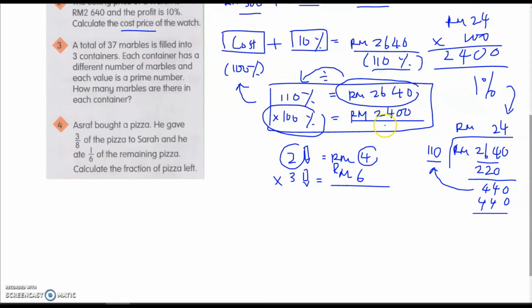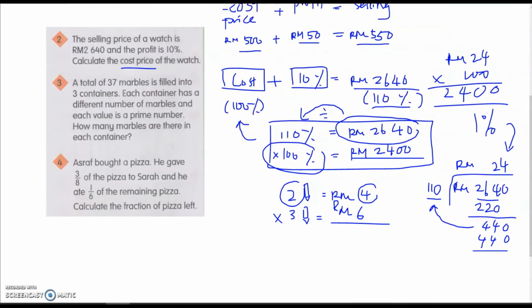And then you check your answer. Okay, we check our answer. Let's change the color of pen. So now the cost price we found out is 2,400 ringgit plus profit of 10%. Now 10%, you just cross 1 0, we get 240 ringgit. So cost price 2,400, profit 240 ringgit. When we add up, the selling price will be 2,640 ringgit, which is what the question gives us.